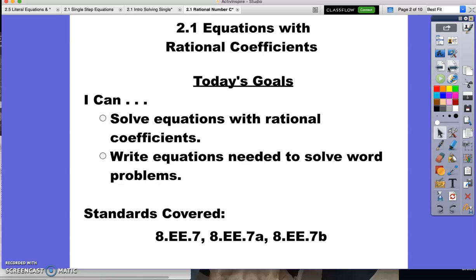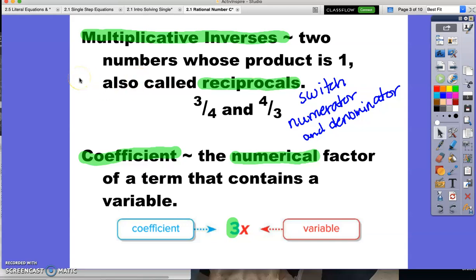Rational coefficients just means fractions and decimals is what we're going to be working on. So our I can statement is I can solve equations with rational coefficients, and then I can write equations needed to solve word problems. Well, first we have to do a little vocab.